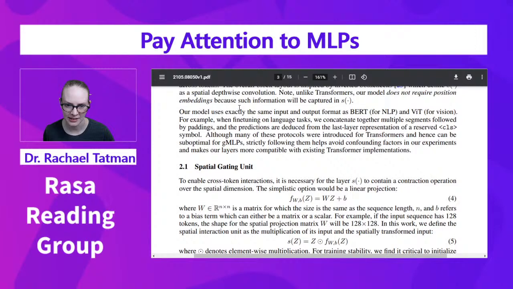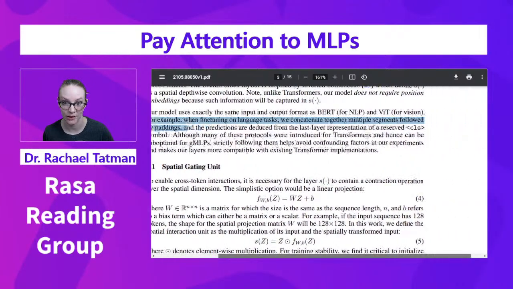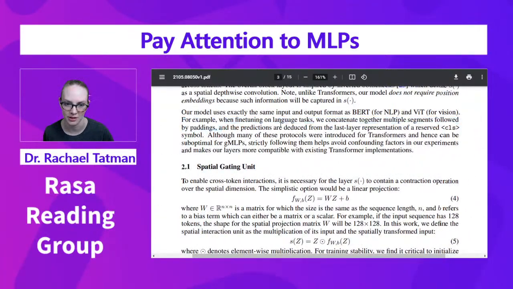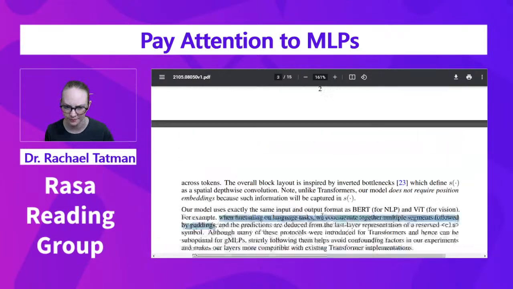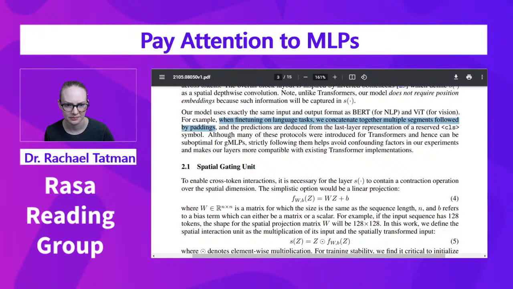Our model uses the exact same input and output format as BERT for NLP and ViT for vision. So basically, if you're already using BERT, you can just plug and play their architecture over the BERT architecture. For example, when fine-tuning on language tasks, we concatenate together multiple segments followed by paddings. Okay, so they do assume paddings. Wait. So you don't need them, but you can use them, I think is what they're saying here. Or maybe you don't need the paddings only during fine-tuning, but you do need them for full prediction. But here they say that they are using them. So maybe you don't need them, but they use them.